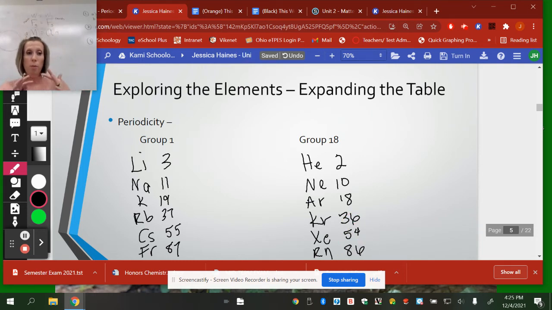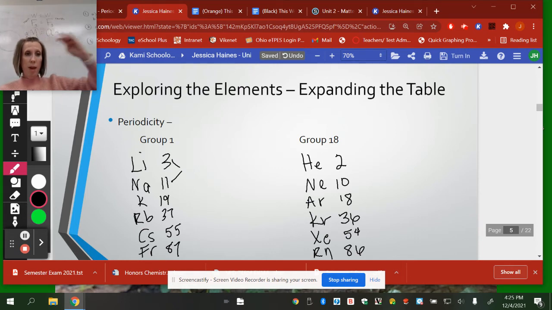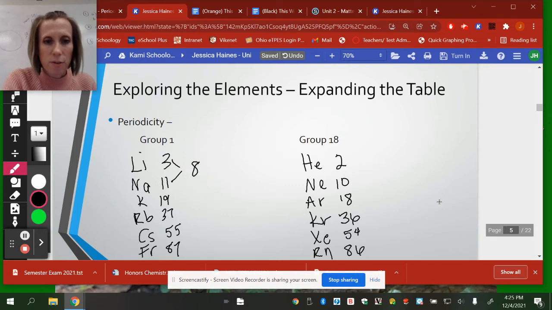Okay, so what I want you to figure out is between lithium and sodium, how many electrons are added from lithium in that particular row to the next row? Well, that's 8. Obviously, there's an 8 electron difference. Well, how about between sodium and potassium? Between sodium and potassium, there's also 8.